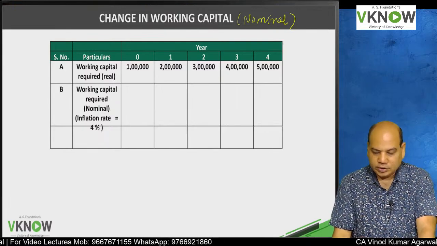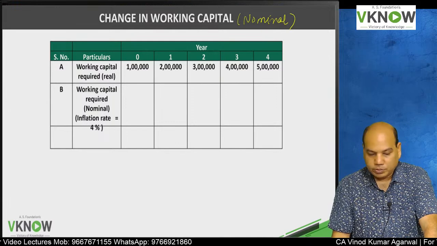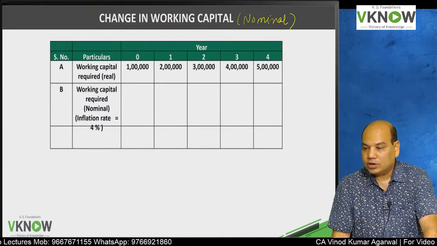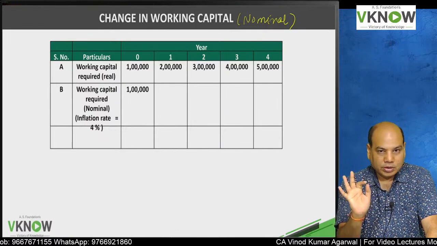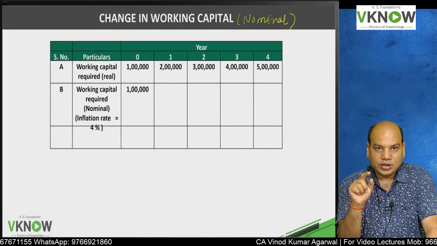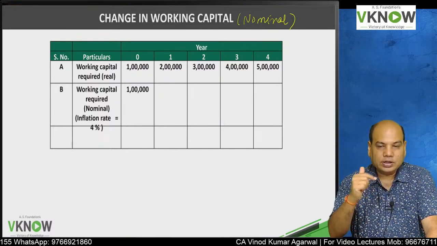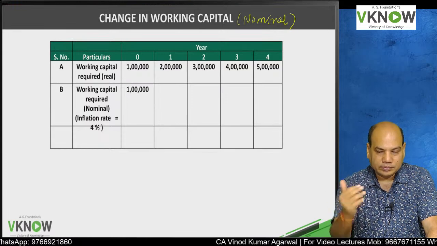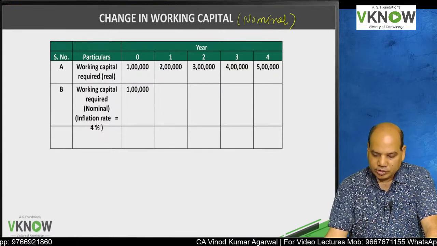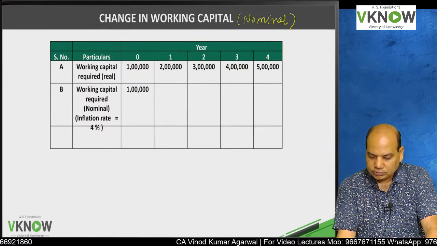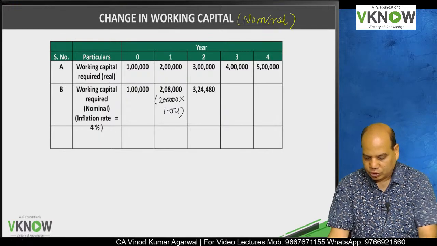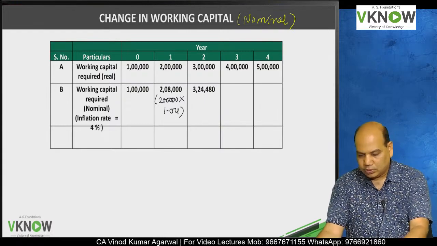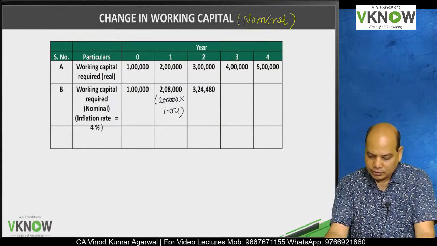Inflation rate is 4%. Year 0 figure will remain the same. Never add inflation to the year 0 figure. The inflation will take effect only with the passage of time. Now tell me, first year, this 2 lakh into 1.04, which is 2 lakh 8,000.